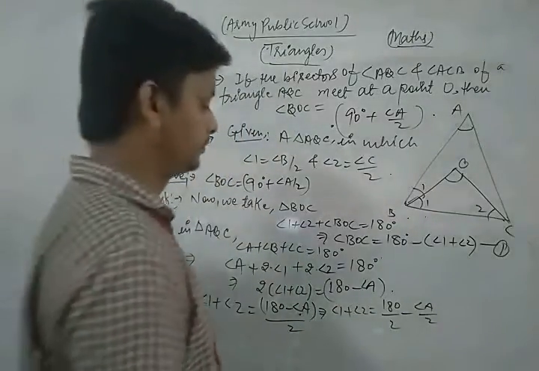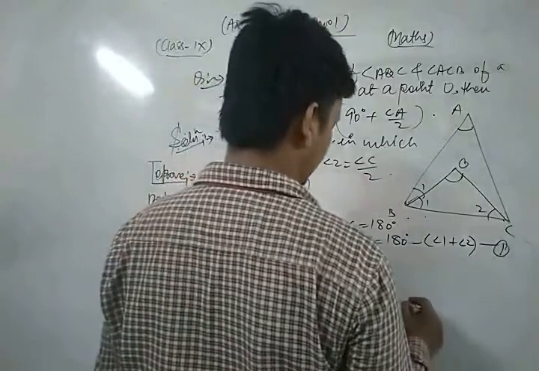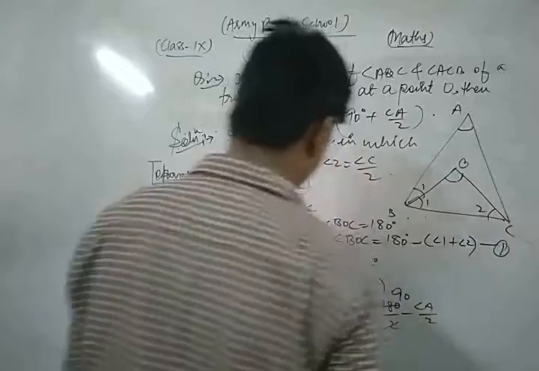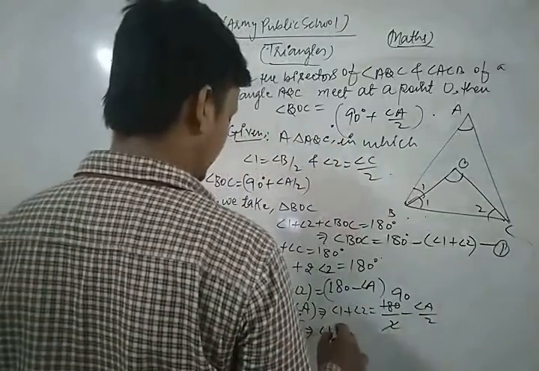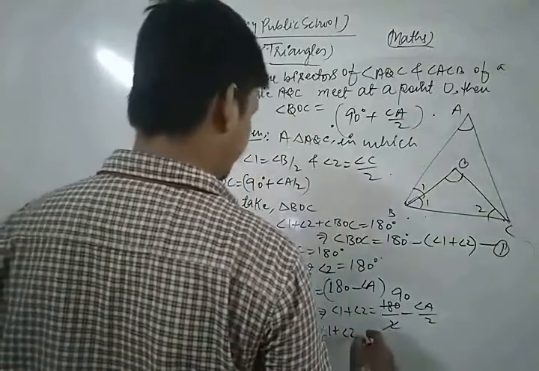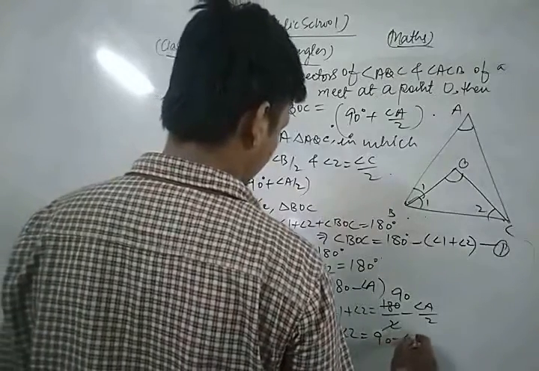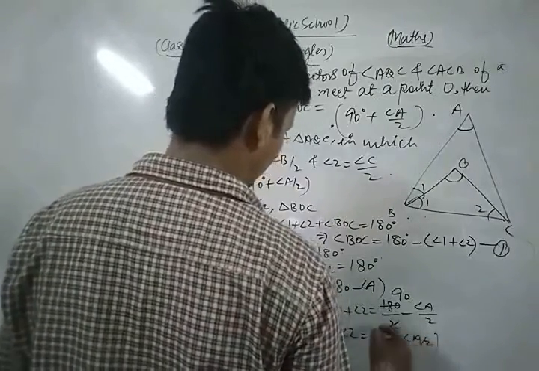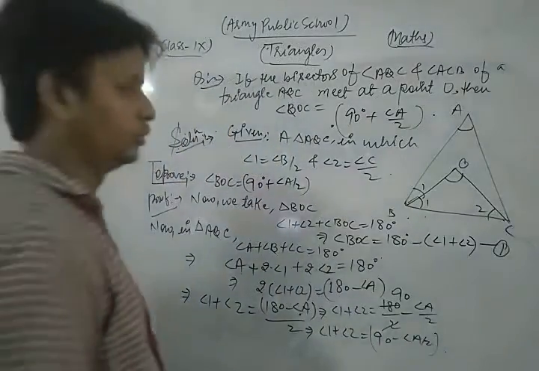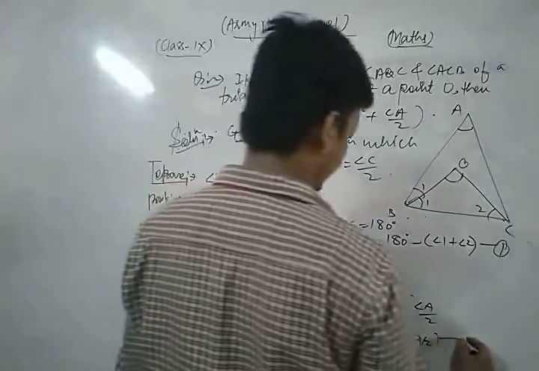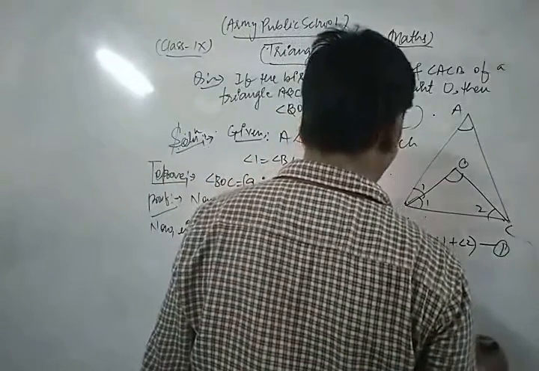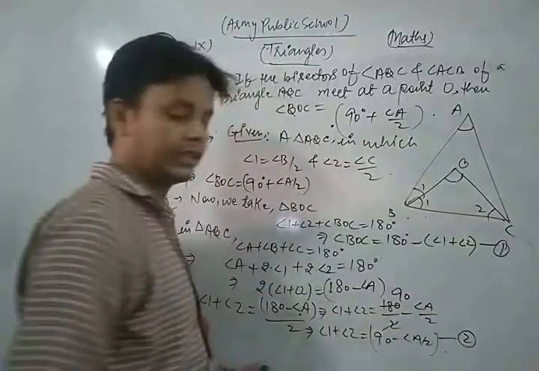Now the value of angle 1 plus angle 2 is what? 90 minus angle A by 2. Take this as equation number 2. Now using equation 1 and 2.